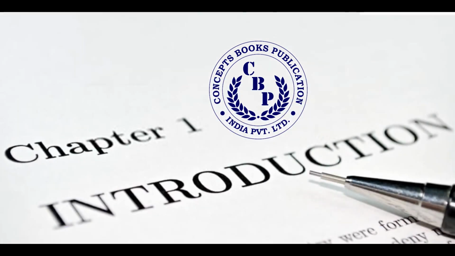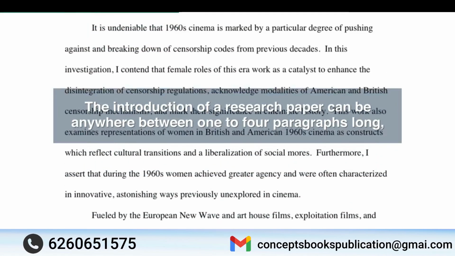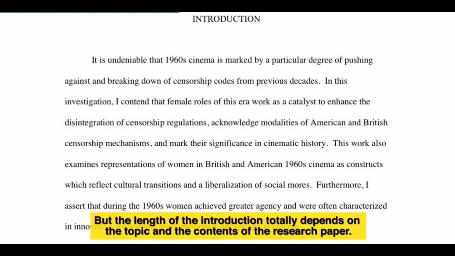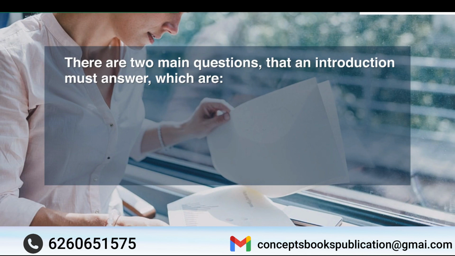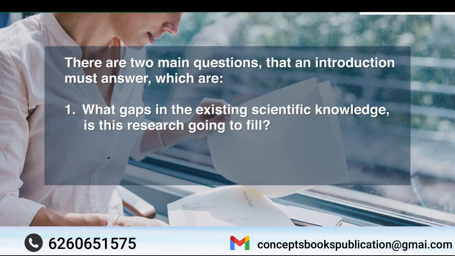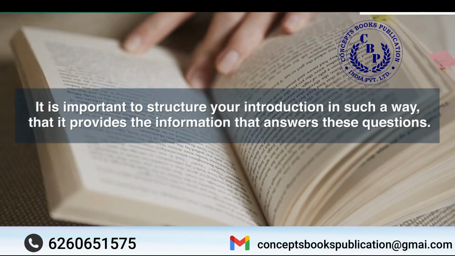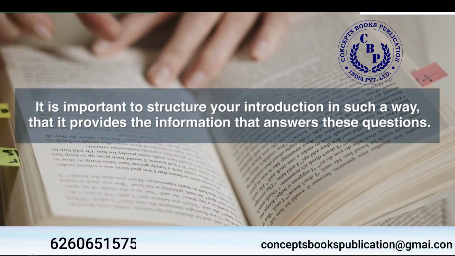Let us now have a look at what an ideal introduction should look like. The introduction of a research paper can be anywhere between 1 to 4 paragraphs long. But the length of the introduction totally depends on the topic and the contents of the research paper. There are two main questions that an introduction must answer, which are: what gaps in the existing scientific knowledge is this research going to fill? And why is there a need to fill these gaps at all? It is important to structure your introduction in such a way that it provides the information that answers these questions.